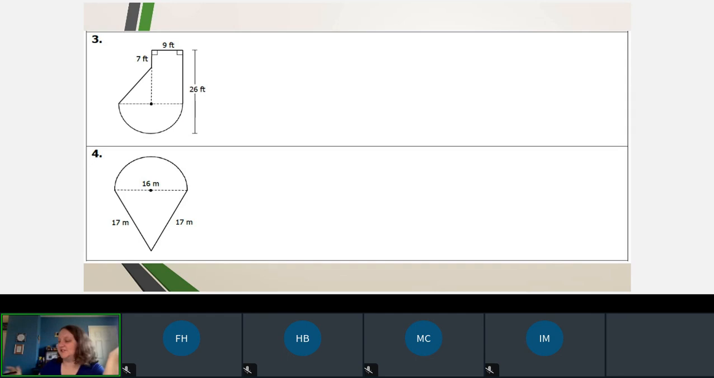Then they start getting crazy with these shapes, right? Like, let's just put all these random shapes together and find the area of it. So looking at number 3, I see 3 regions. I see a rectangle, so I'm going to call that region 1. I see a triangle, I'm going to call that region 2. And I see a semicircle or half a circle, and so I'll call that region 3. So then I'm going to find the area of each of those regions and add it all up.